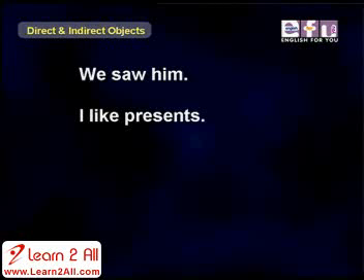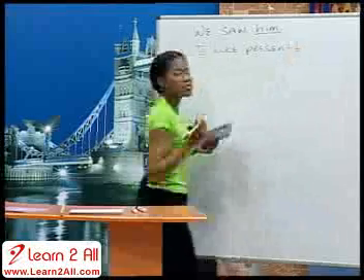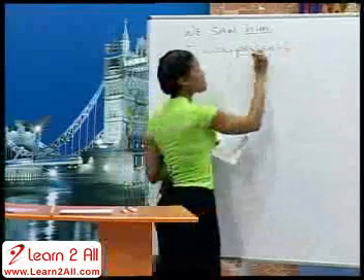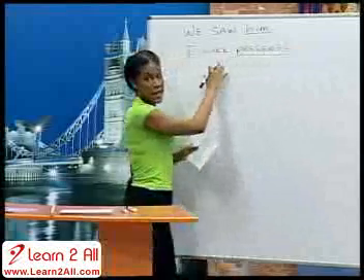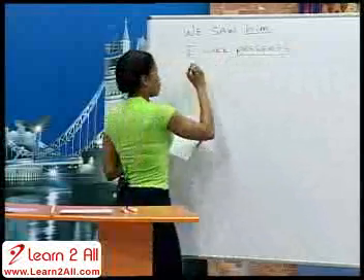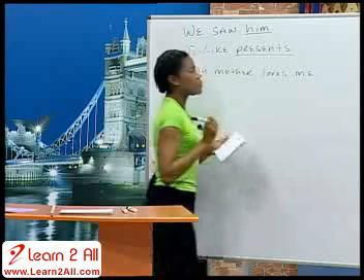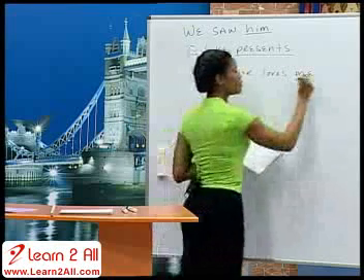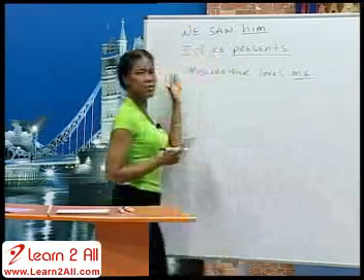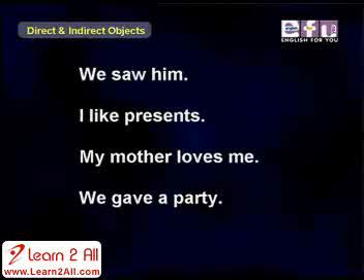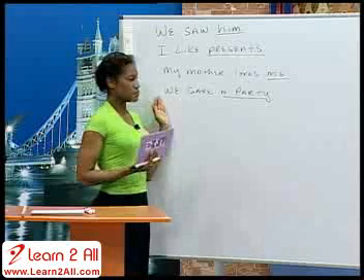I like presents. Okay, what do we like? Presents. Object of the verb like. My mother loves me. My mother loves what or whom? Me. My mother loves me. We gave a party.